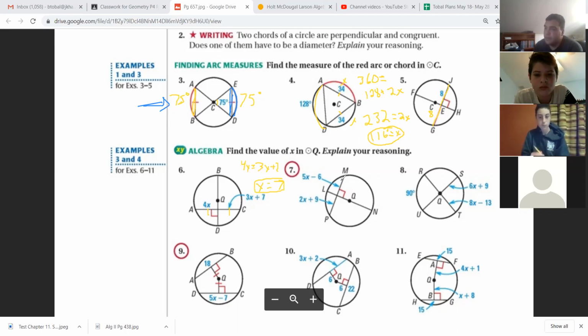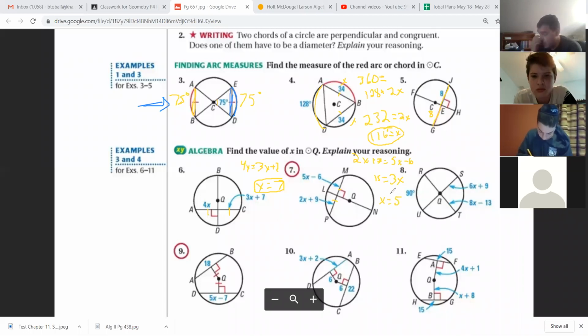Straightforward. Number 7, 5X minus 6. This, again, is bisecting because it's a perpendicular diameter. So they're equal to each other. So 2X plus 9 equals 5X minus 6. I'll probably subtract 2X and add 6 on both sides. So I get 15 equals 3X. I'm doing it a little quickly just to save you guys time, and so I don't hold you on too long. Divide by 3 on both sides, X equals 6.